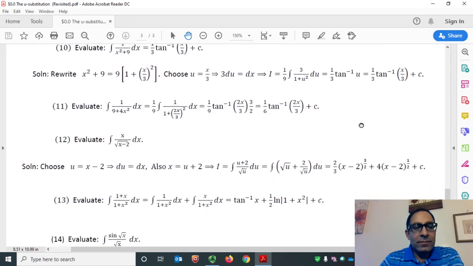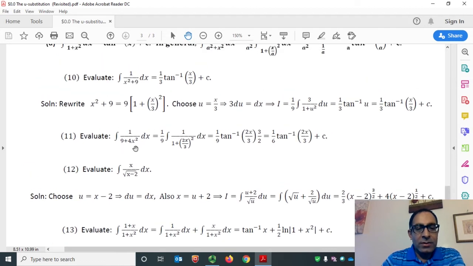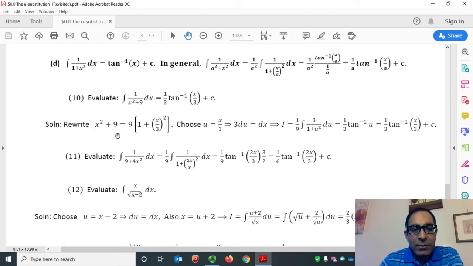Let's do another example, example 11. Evaluate the integral 1 over 9 plus 4x squared dx. It's the same technique that we did for example 10. So it turned out to be this answer here. So again, let's work it out here. So we want 1 plus x squared. Okay, so that's why I pull 9 out. Then this becomes 1 over 1 plus 4x squared over 9, which is the same as 2x over 3, all squared.